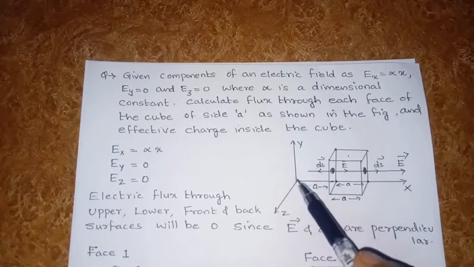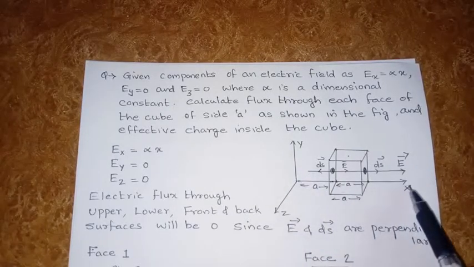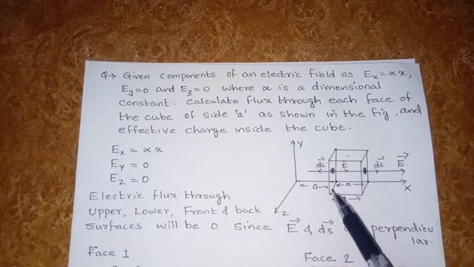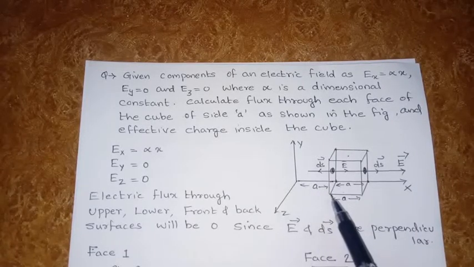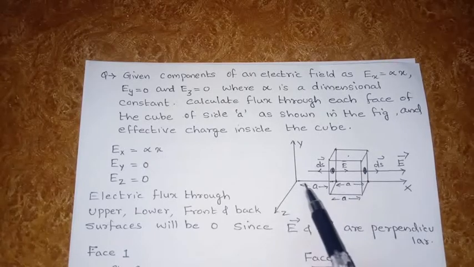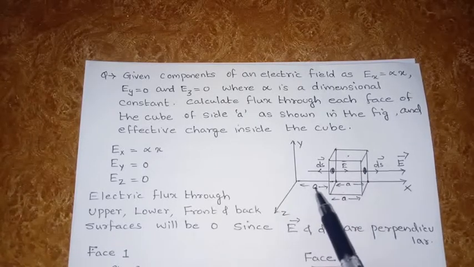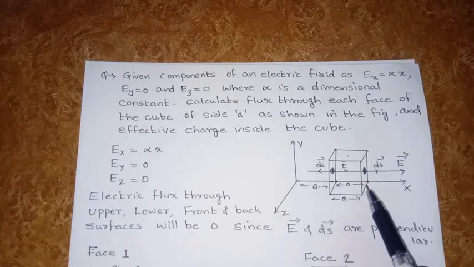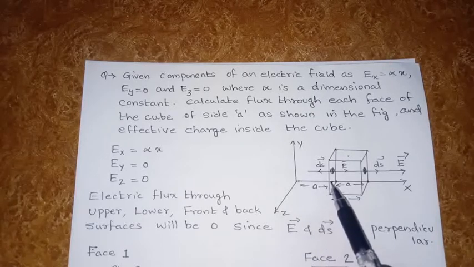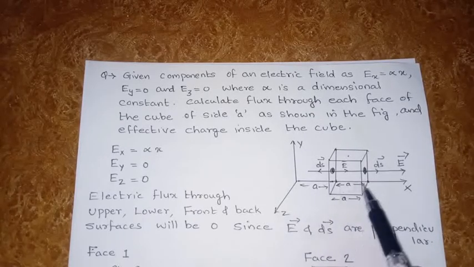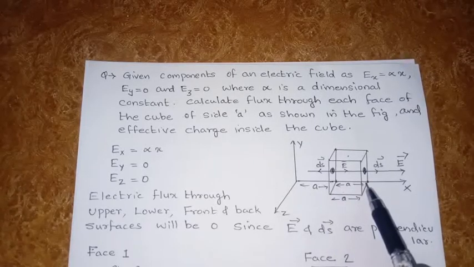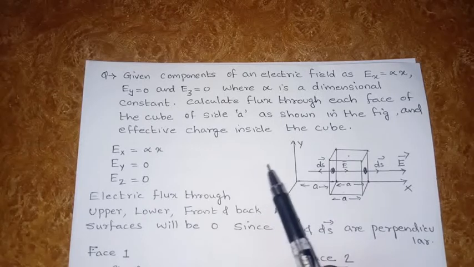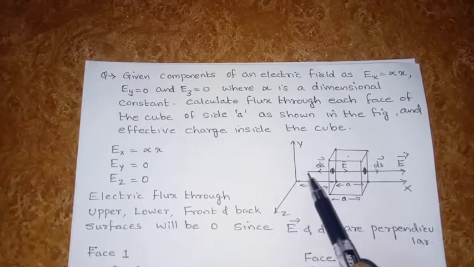This is the figure, a Cartesian coordinate system again, and a cube is kept. The first face of the cube is at a distance A and the side of the cube is also A. Therefore, the second face of the cube will be at a distance 2A. I think you may understand this. The first face is at a distance A. The second face is also at a distance, from here it is A, therefore A plus A, it will be 2A.